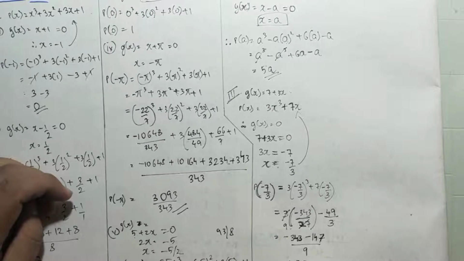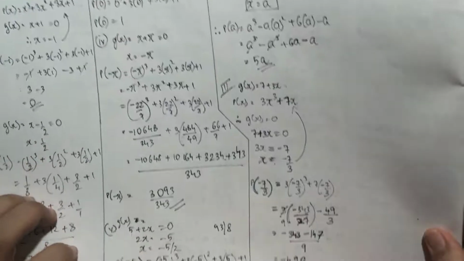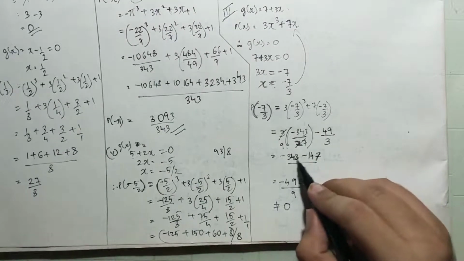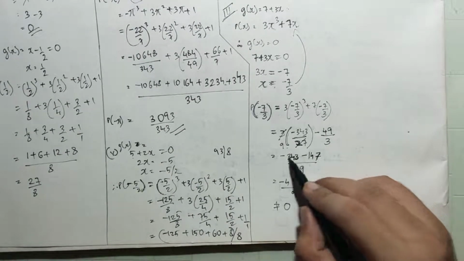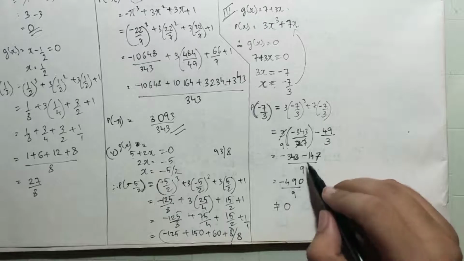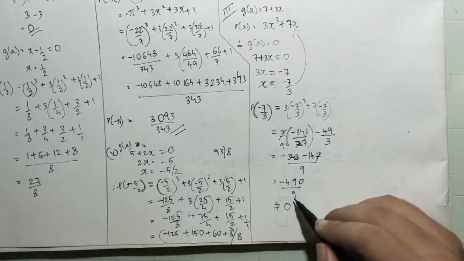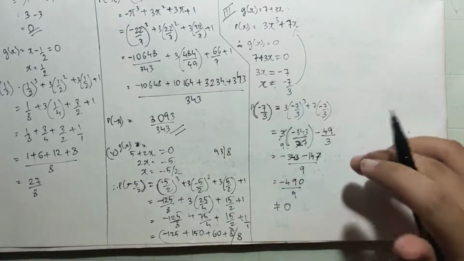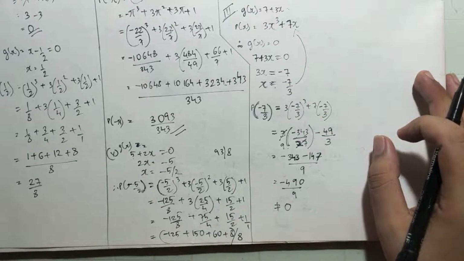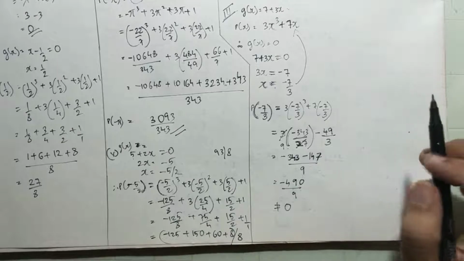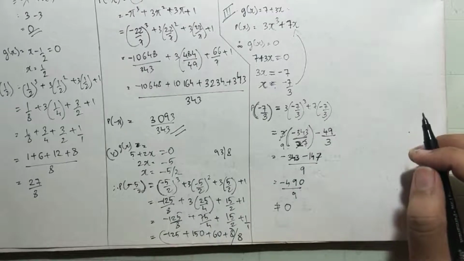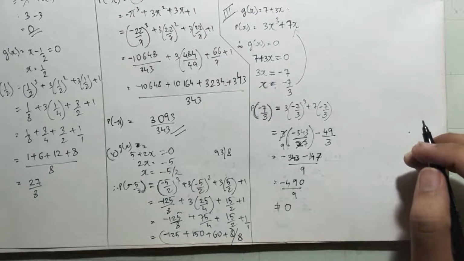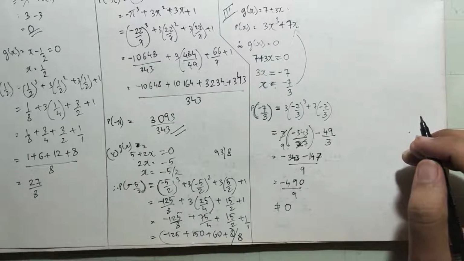This is not equal to 0. By dividing, we understood both are negative, so we will add them and keep a minus sign ahead, dividing by 9. As the answer is not equal to 0, what does this mean? If the answer is not 0, then the given polynomial is not a factor of that polynomial. Understood? We will proceed towards exercise 2.4. So please stay with me.